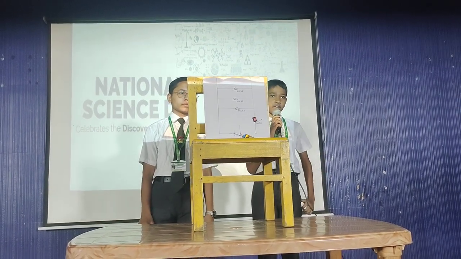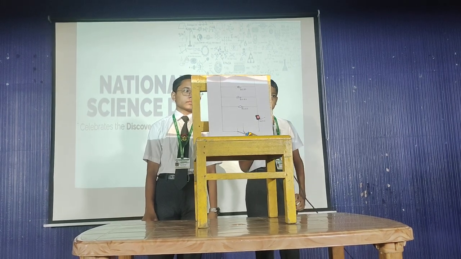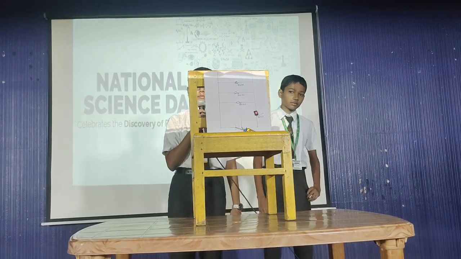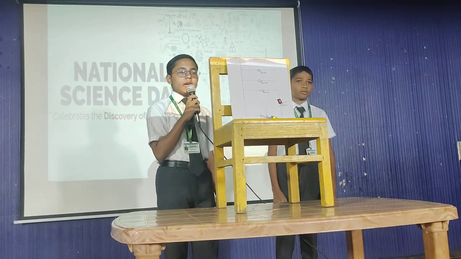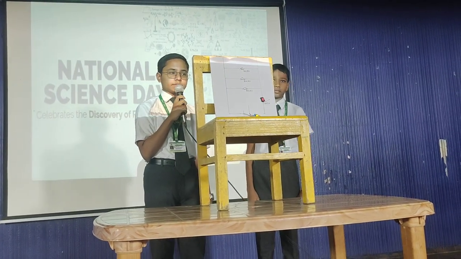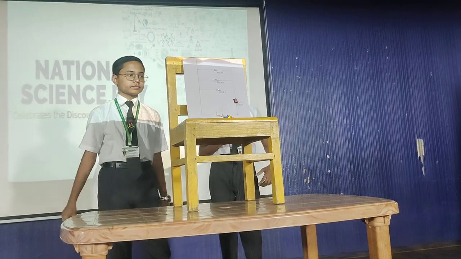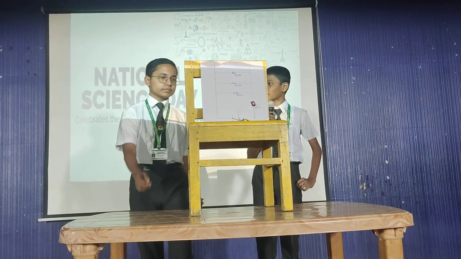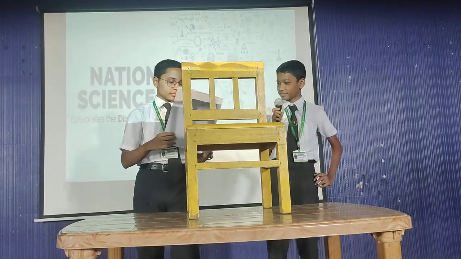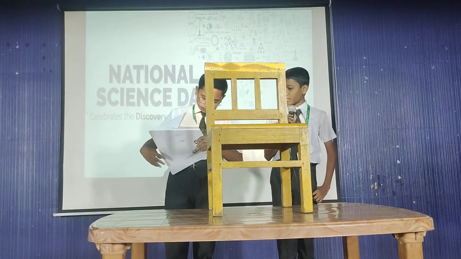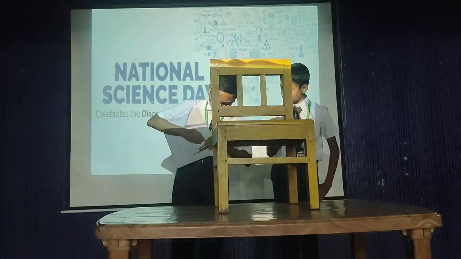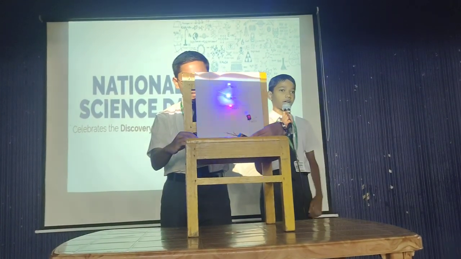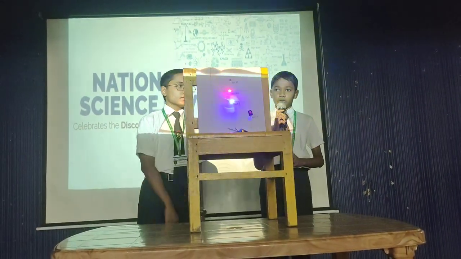Today, on the occasion of Science Day, we are going to explain how resistors in parallel connection function. In this project, we have used mount-board, copper wire, switch, connector, a 9-volt battery, and some bulbs. When the switch is turned on, electricity from the battery passes through the wire in the circuit and the bulbs glow immediately.